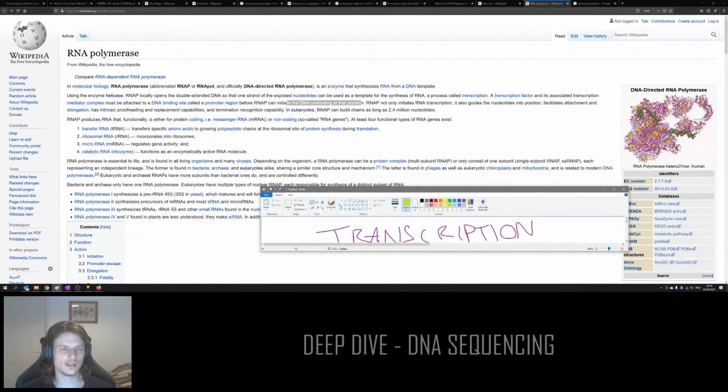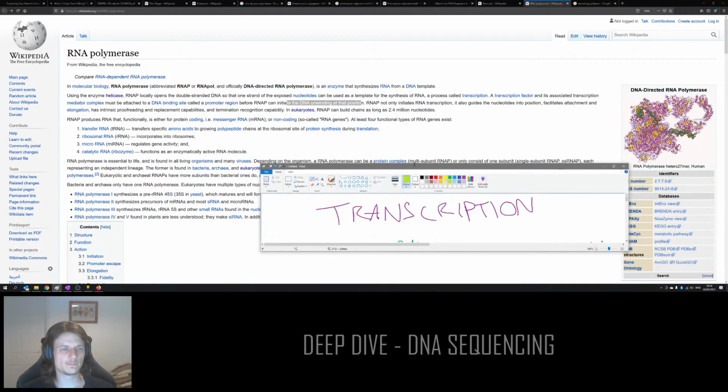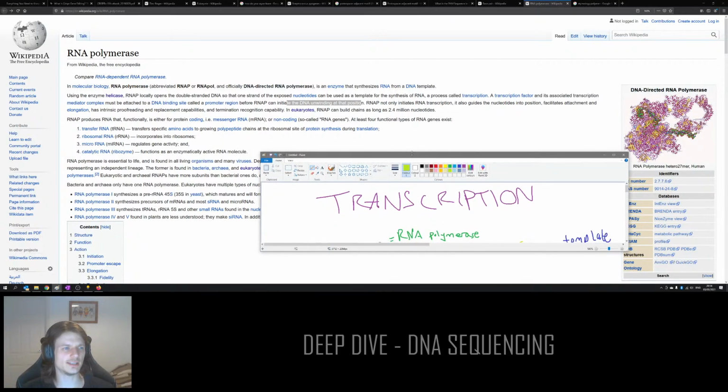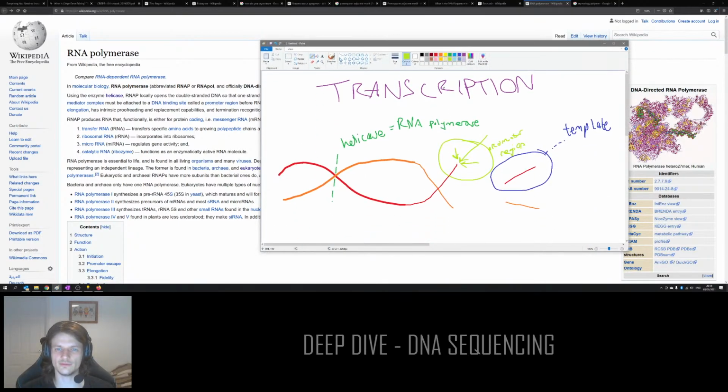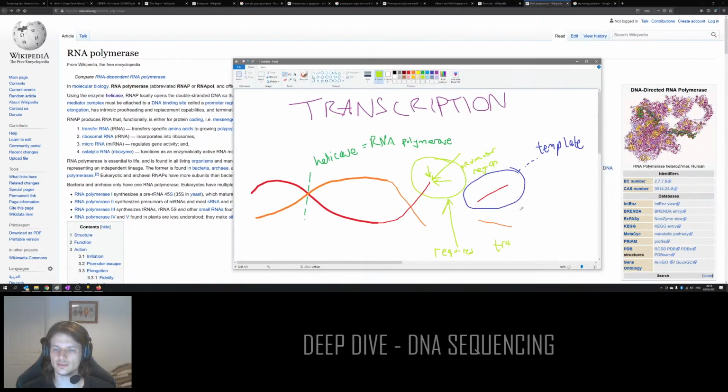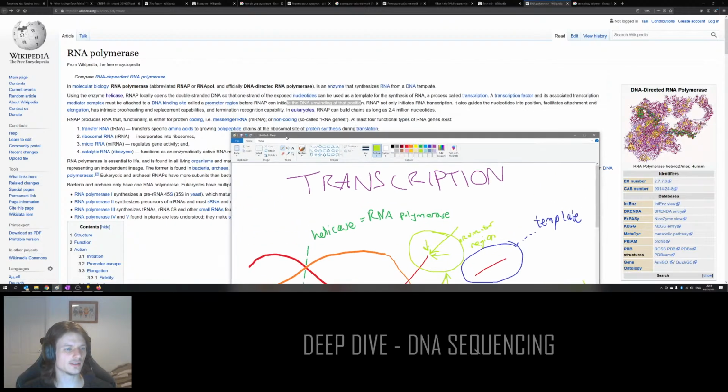And then that must have the mediator complex and the transcription factor applied to it first. So the promoter region requires the transcription factor and the mediator complex. Okay, good. That makes sense.